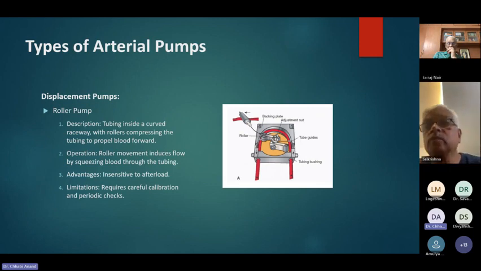Description: tubing inside a curved raceway with rollers compressing the tubing to propel blood forward. Operation: the roller's movement induces flow by squeezing blood through the tubing. Advantages: insensitive to load. Limitations: requires careful calibration and periodic checks.